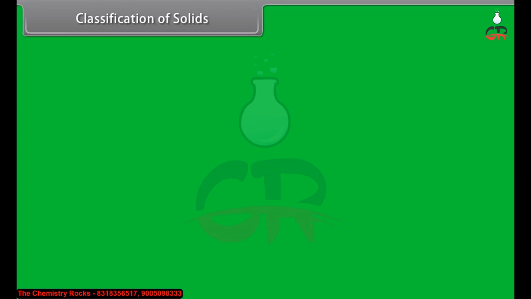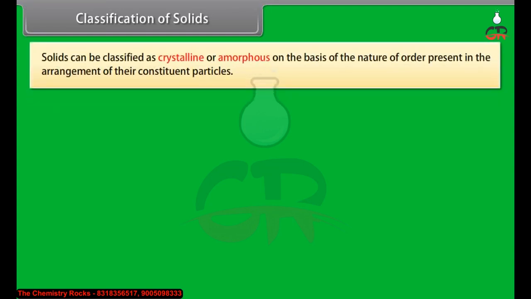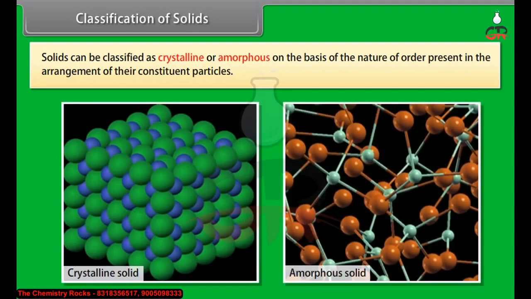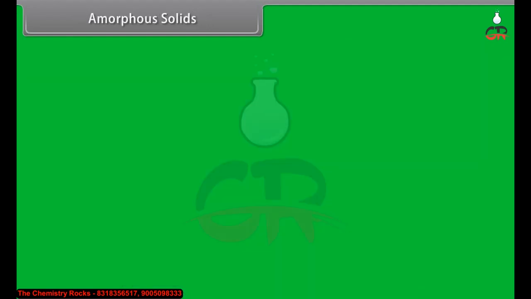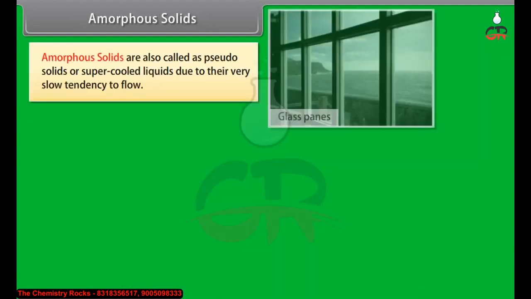Classification of solids. Solids can be classified as crystalline or amorphous on the basis of the nature of order present in the arrangement of their constituent particles. Crystalline solids are anisotropic in nature. Anisotropy is due to different nature of particles along different directions. Amorphous solids. Amorphous solids are also called pseudosolids or supercooled liquids due to their very slow tendency to flow.